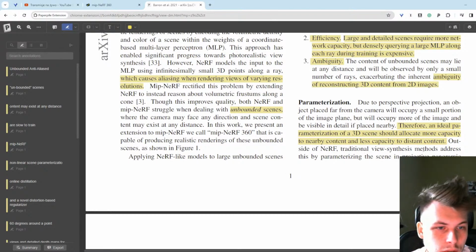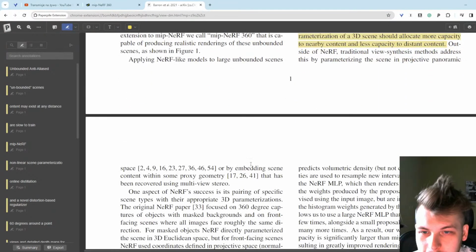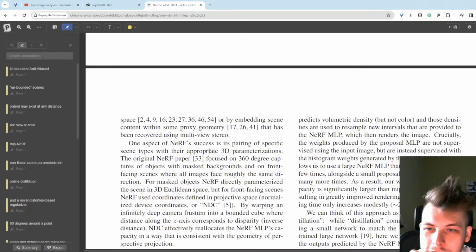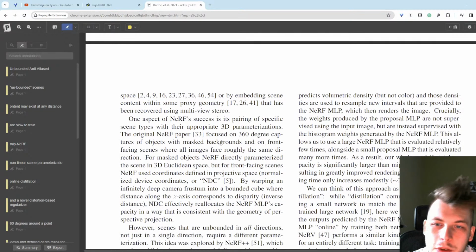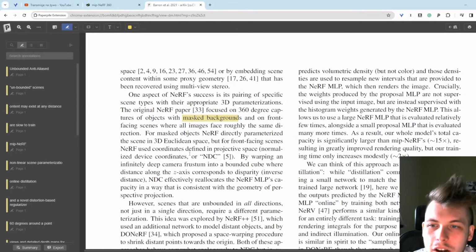Outside of NeRF, traditional view synthesis methods address this by parameterizing the scene in projective panoramic space, or by embedding the scene content with some proxy geometry that has been recovered using multi-view stereo. One aspect of NeRF's success is its pairing of specific scene types with appropriate 3D parameterization. The original NeRF paper focused on 360-degree captures of objects with masked backgrounds, and on front-facing scenes where all images face roughly the same direction. For masked objects, NeRF directly parameterizes the scene in 3D Euclidean space, so that's usually the case. You just have the 3D bounded region.